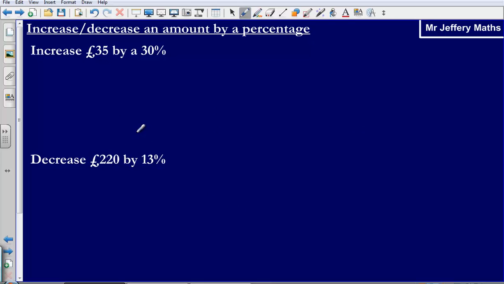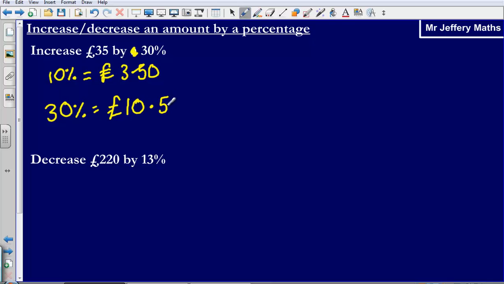Okay, next one. Increase £35 by 30%. So the first thing I'm going to do here, not using a calculator, is I'm just going to find 10%. 10% is going to give me £3.50. So to find 10%, just divide by 10. Then to find 30%, I'm just going to multiply £3.50 by 3, and so that's going to give me £10.50.